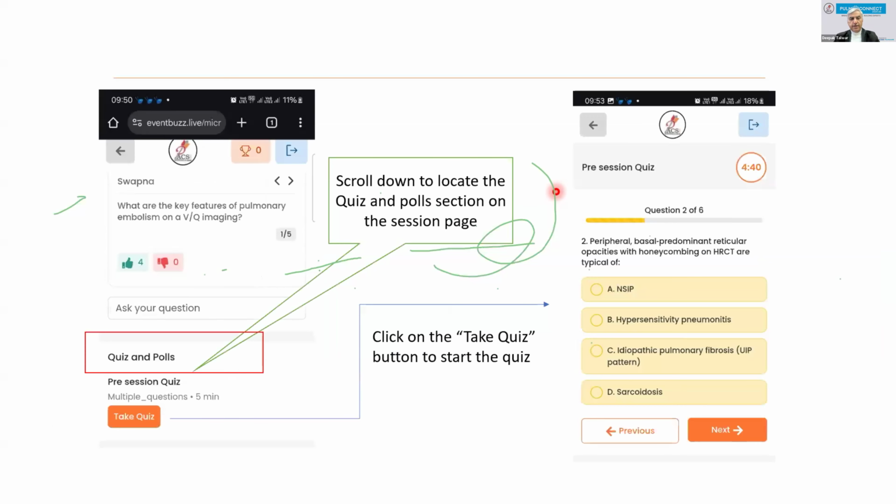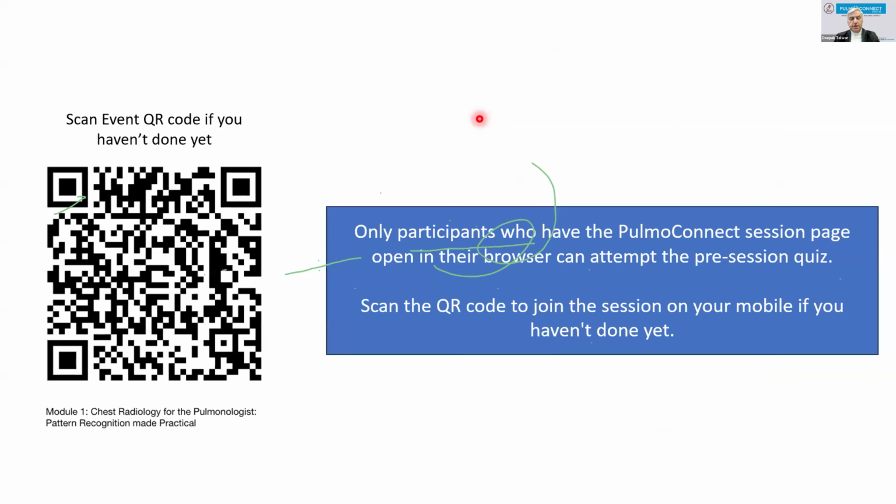I hope all of you have scanned this code. When you scan, you get the option of take quiz. Once that is visible, you can click on it and start the pre-session quiz, and you'll have around 10 minutes to answer. If you are not able to get this or there is any hassle, there will be a local representative available in your center to help you. So please scan the code if you have not done so. And we are going to start the pre-module quiz, a set of 16 questions.